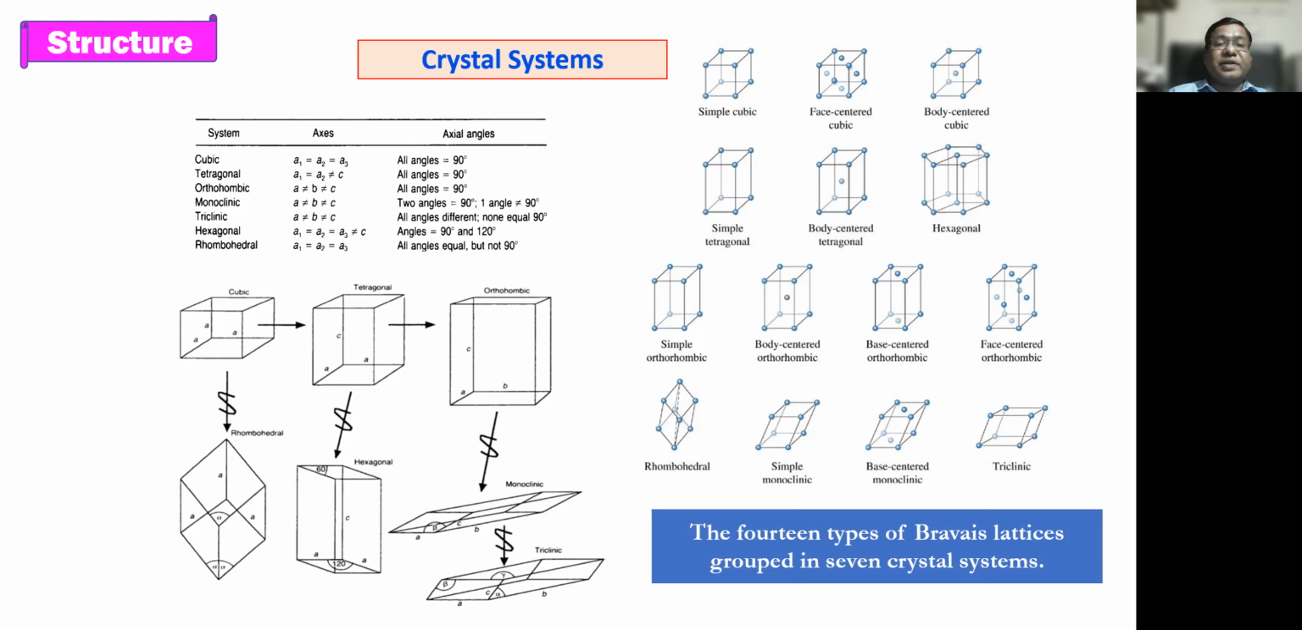So both A and B are represented here, and A and C are represented separately, and all the angles are 90 degrees. Okay. And orthorhombic is basically where all sides A, B, C are different, and all angles are 90 degrees. So if we do one skew operation on tetragonal, we can get a hexagonal.